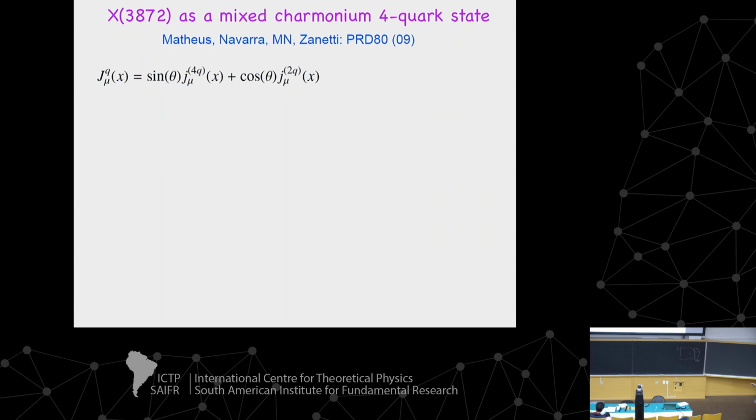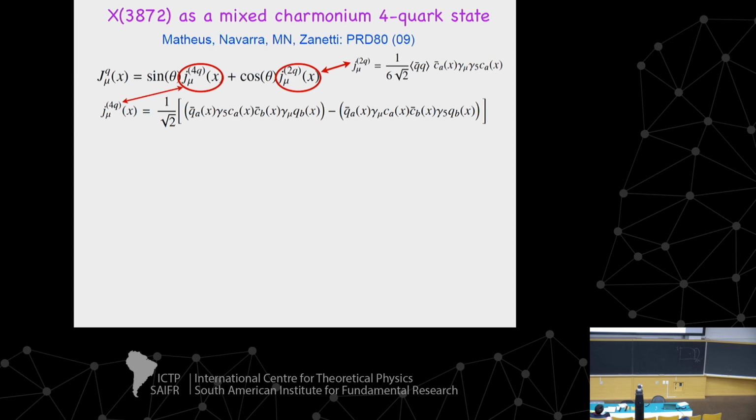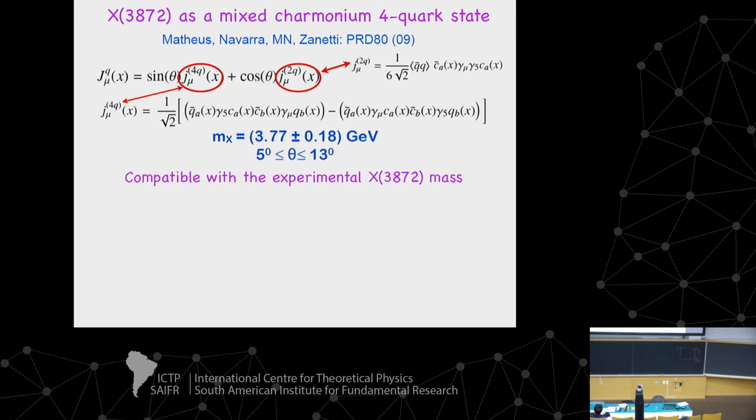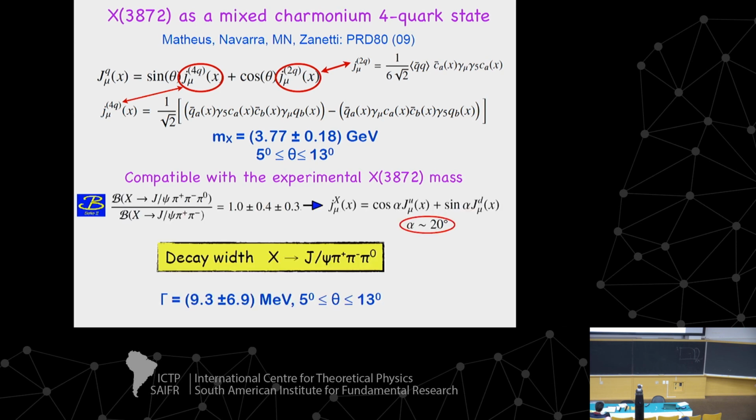But if you use, again, a mixture between a tetraquark and a two-quark state with this kind of currents, we can get a mass compatible with the state and also a decay width that's compatible with the state, with exactly the same mixing angle in the two calculations. And we can do more than that.